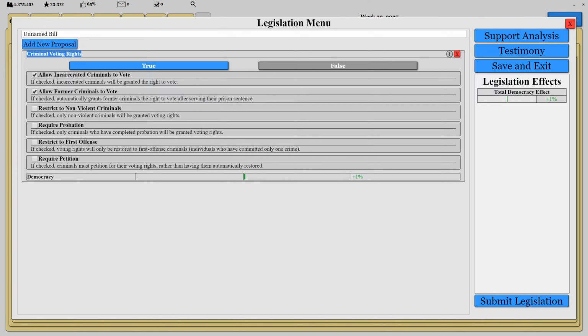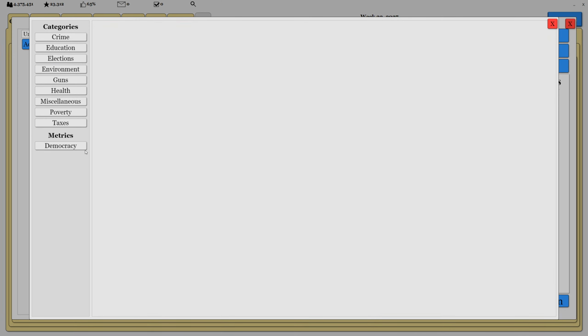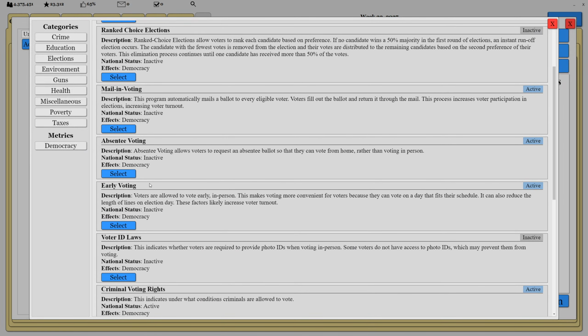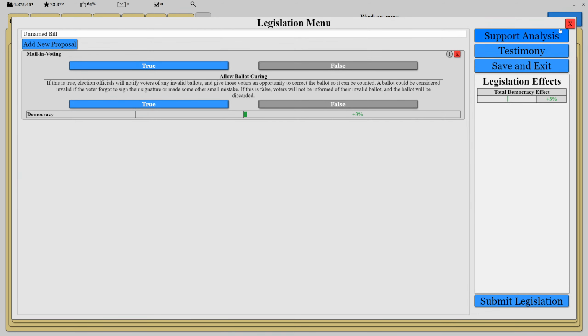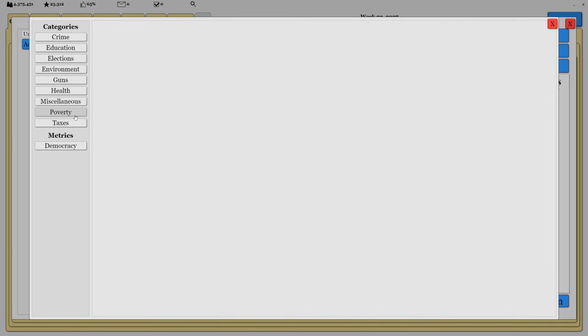This is going to be criminal voting rights. We have allow incarcerated criminals to vote, former criminals to vote, restrict to non-violent criminals, require probation. Only criminals who have completed probation will be granted voting rights. Restrict to first offense. Voting rights will only be restored to first offense criminals, individuals who have committed only one crime. And then require petition. Criminals must petition for their voting rights rather than having them automatically restored. The idea of ballot curing is actually really nice.